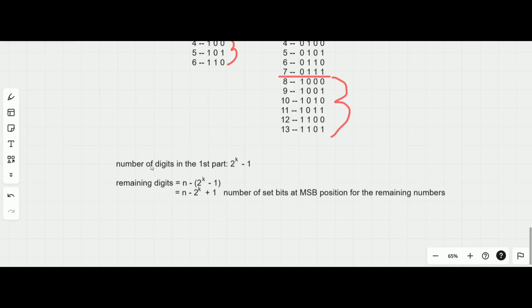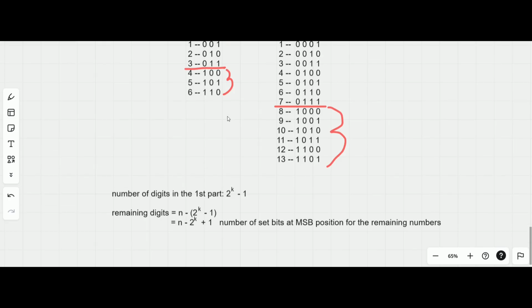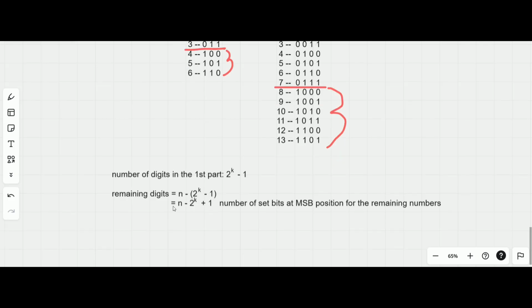I hope this also is making sense. So in the second part, we find out the remaining numbers we have, and that count equals the number of set bits at the MSB position, right? Now that we have the count for the MSB positions, this position we have already covered.